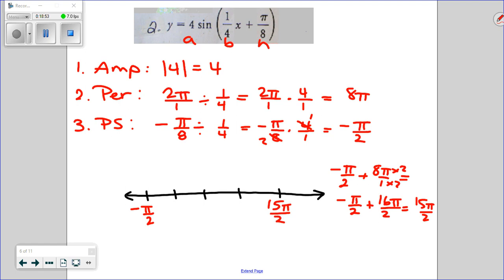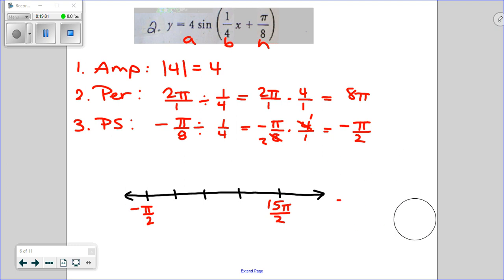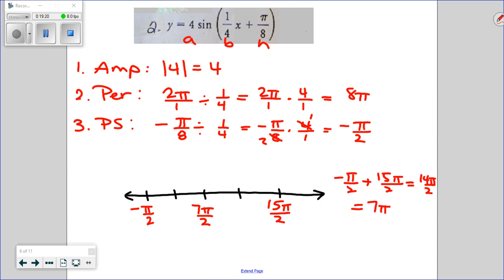Okay, to find our one midpoint, we're going to add our endpoints. So that's negative pi over 2 plus 15 pi over 2, which is going to be 14 pi over 2, which actually simplifies to 7 pi, but then we have to divide it by 2 to find the midpoint, so it becomes 7 pi over 2.